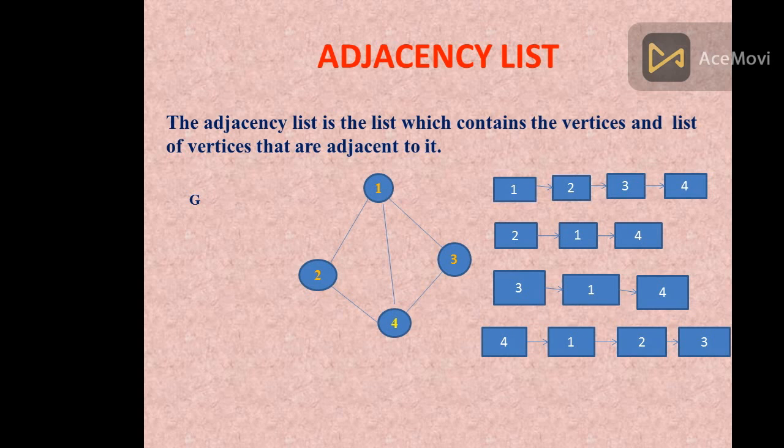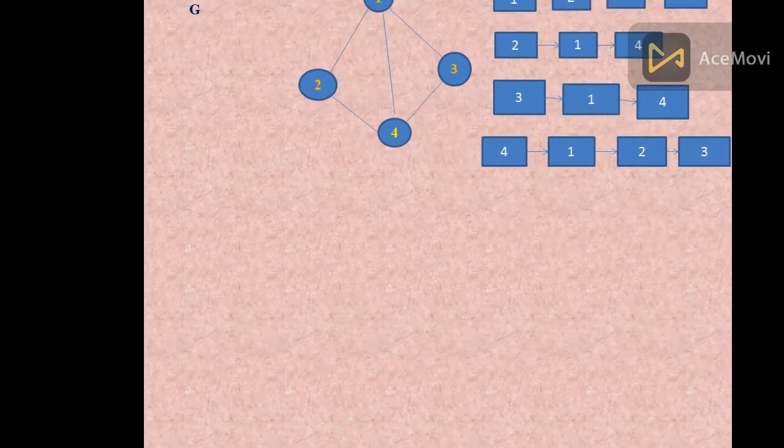For vertex 4, we have 3 adjacent vertices 2, 3 and 4. From 4, we have link to node 1. From 1, we have link to node 2. From 2, we have link to node 3. Likewise, we should write the linked list.